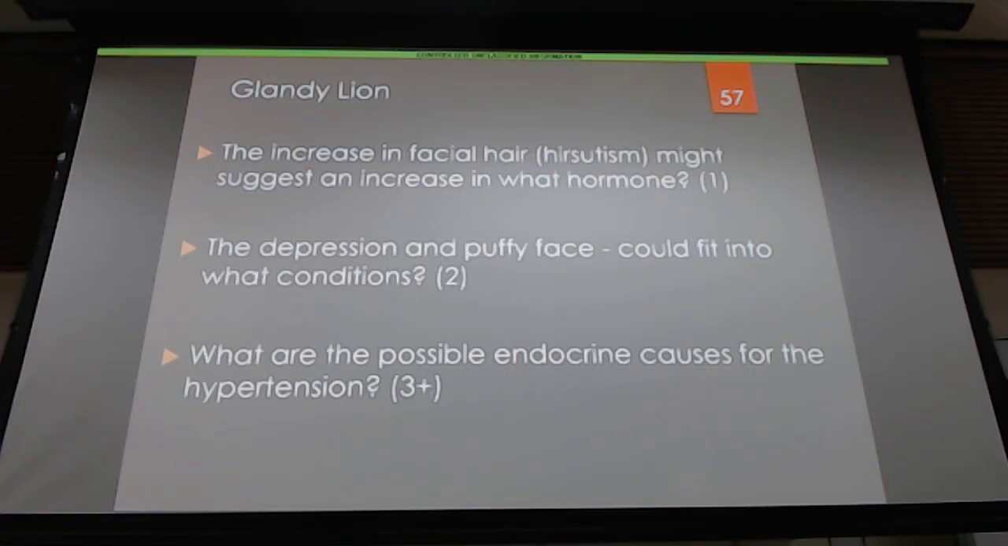So when we think broadly, we can think of how we're going to pinpoint it. And increased facial hair, or hirsutism, could suggest an increase in which hormone? Androgens, right? Next topic. The depression and puffy face can be in two conditions. Thyroid and cortisol, right?